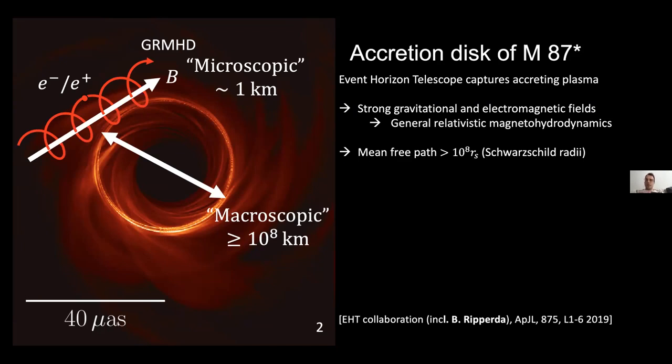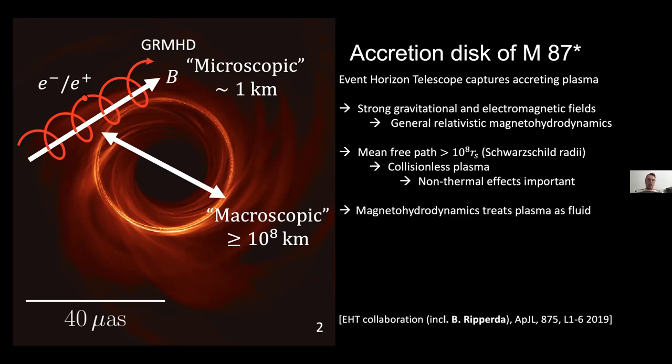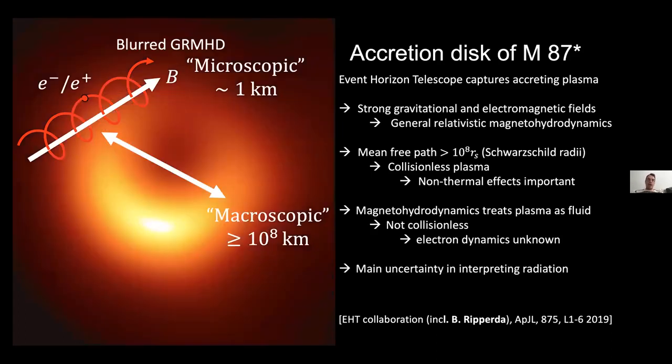It means that the mean free path of the particle is much larger than the system size. That again means that our plasma is collisionless and that non-thermal effects are important. Farial already mentioned all of that. MHD treats the plasma as a fluid, which is by definition not collisionless, so we don't know what the electrons are doing, and that gives us the main uncertainty in interpreting the radiation from the EHT.